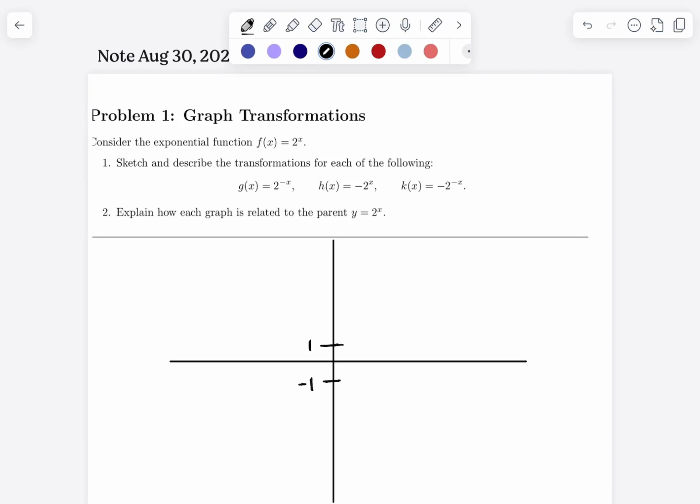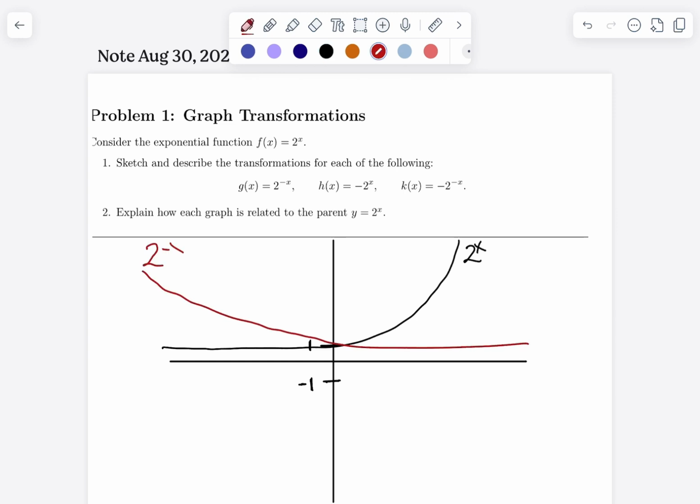So for problem number 1, the first thing I'm going to do is graph 2 to the x, which looks like this. It intersects at 0, 1, and then 2 to the negative x is a reflection over the y-axis, so it's going to be on the opposite side. And then we have negative 2 to the x, and then negative 2 to the negative x.